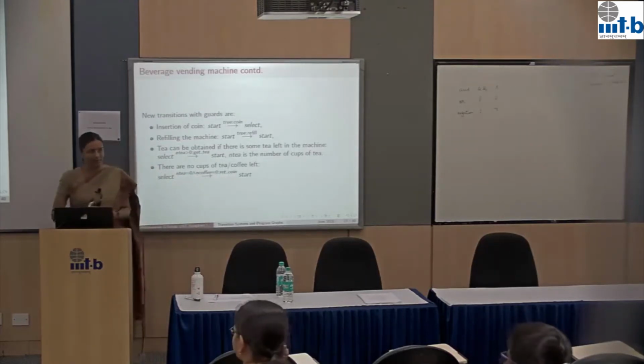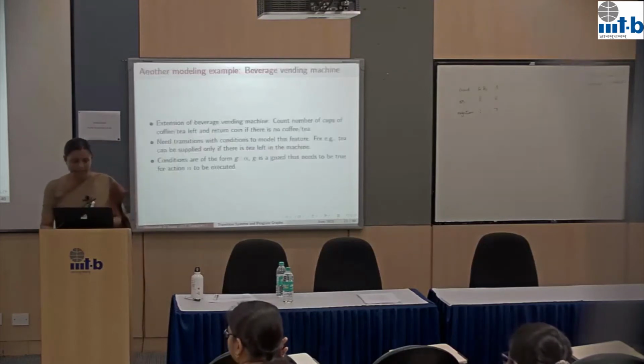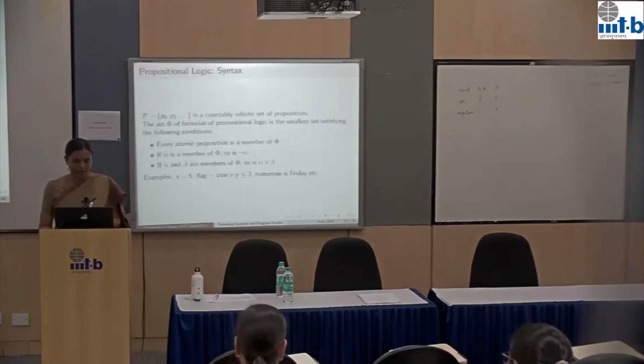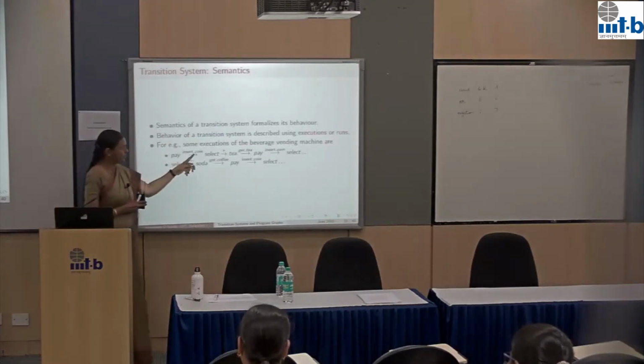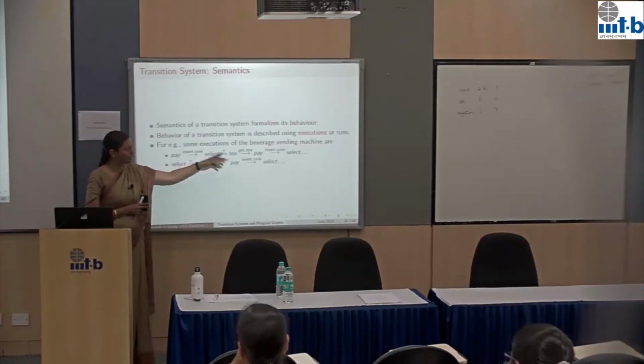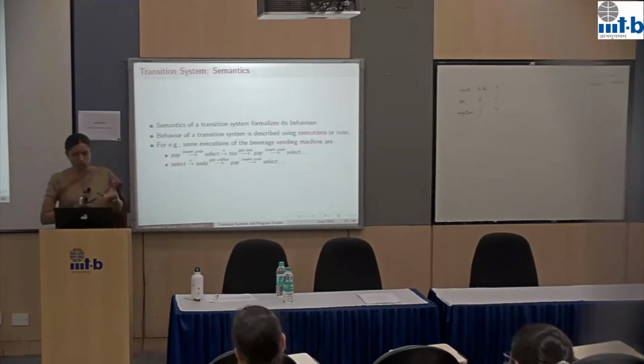You're able to understand? Earlier I just had a highly abstract model where I just said some actions were enabled like this. From the state pay, I do insert coin, go to select, I do nothing, go to T. But this we realized was too shallow a model.